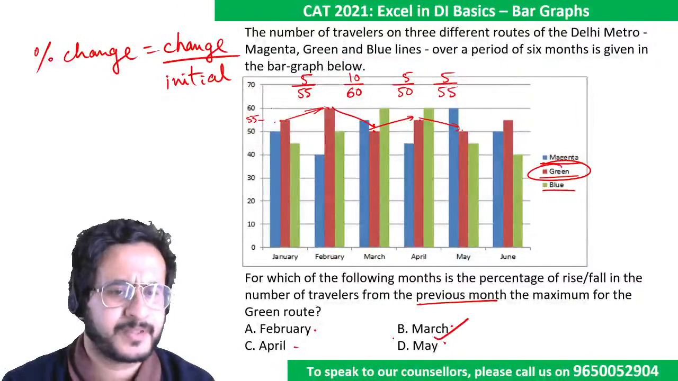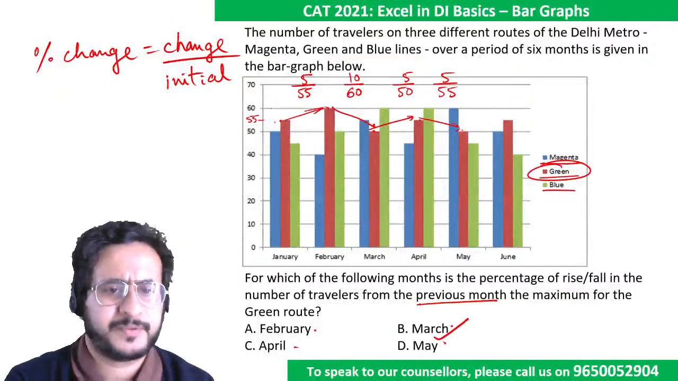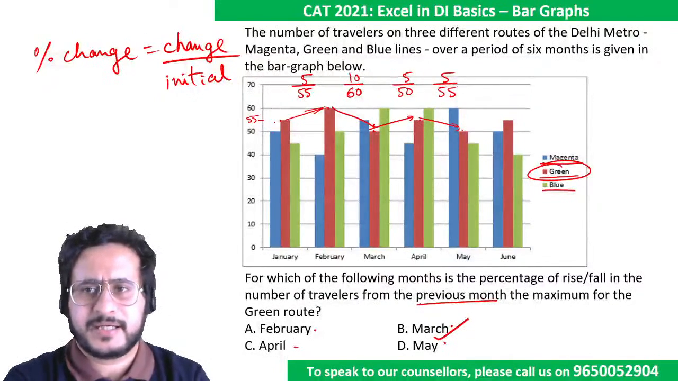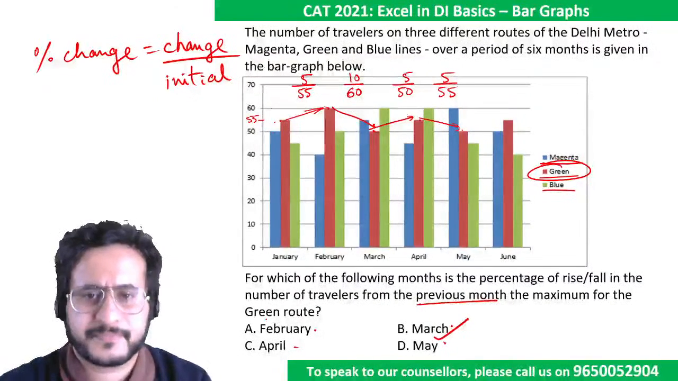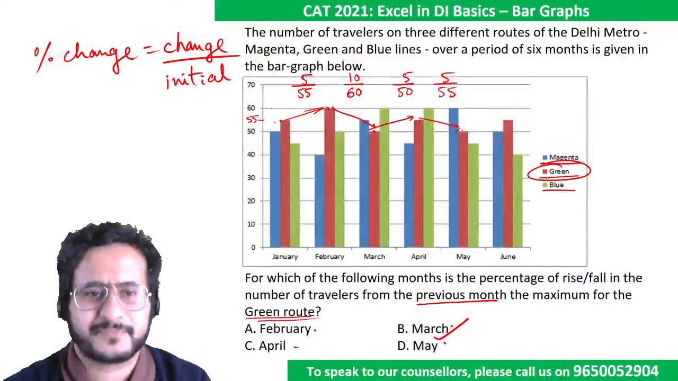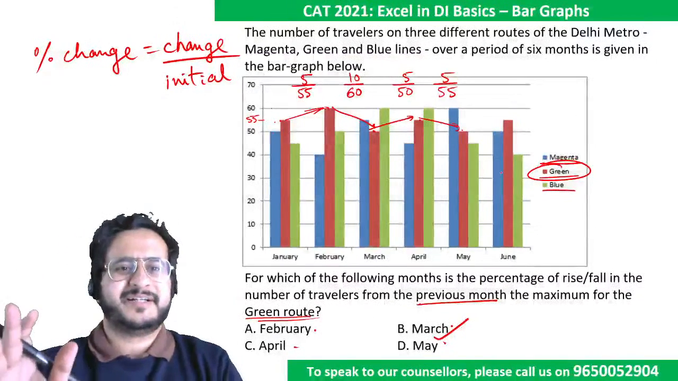So the answer would be March. Okay. So Vikrant, that is asking about the green line, right? The green route is this one. So don't get confused with the color and naming, right?